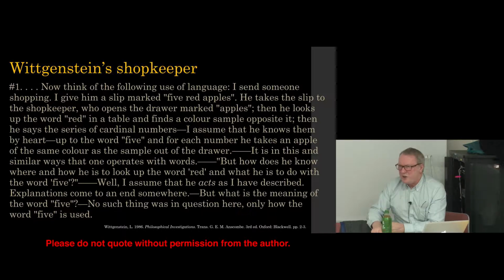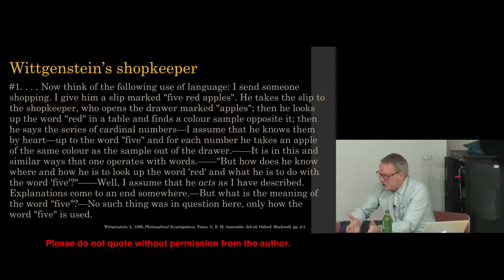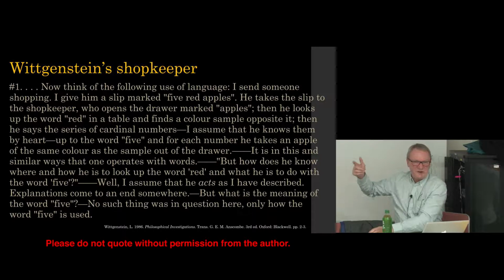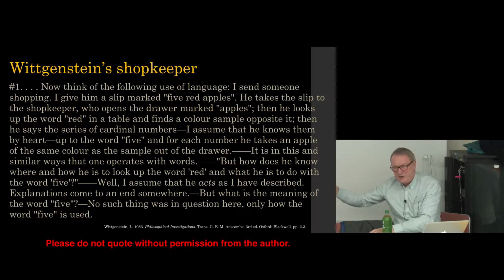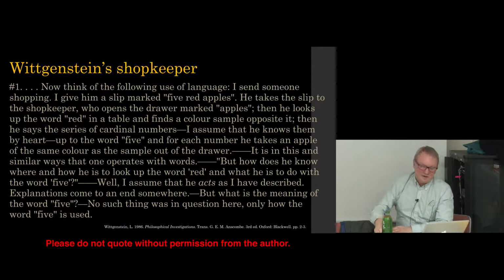And of course the shopkeeper does not really go to a drawer, go to a colour chart to check what red means. So there's something quite artificial. You could make a computer work like that. I imagine a computer would be programmed to check the word red against a colour sample and then the appearance of the red apple. You can imagine a computer functioning like this man. So I think here Wittgenstein is not giving you an explanation. He's showing the strangeness of how we come to these concepts.